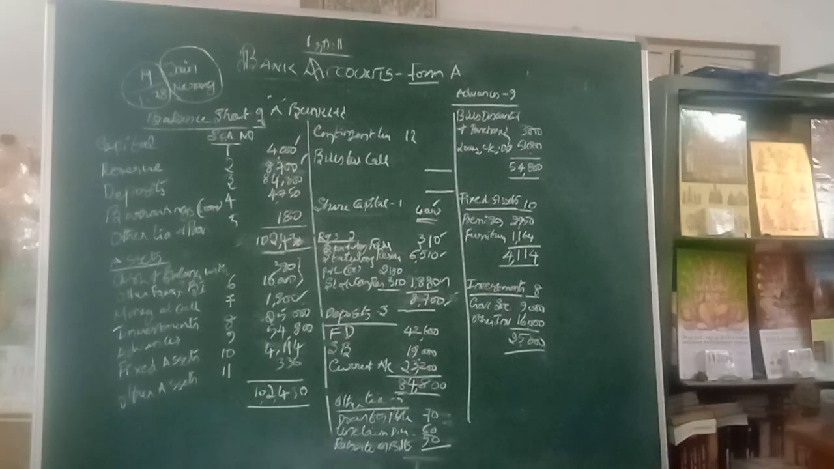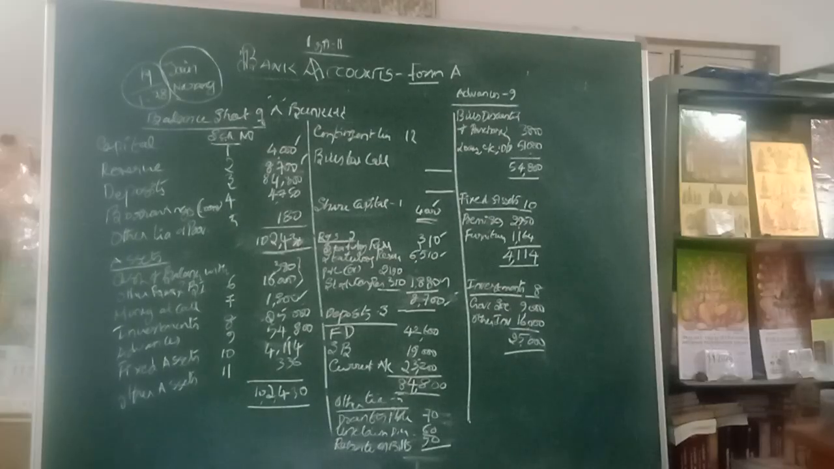You know very well, it starts from schedule 1 capital, and totally we have 12 schedules, ending at contingent liability. Let us see one by one. First item, share capital. We have to take that share capital of 4,000 rupees in capital schedule number 1.